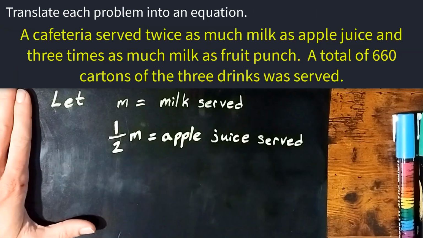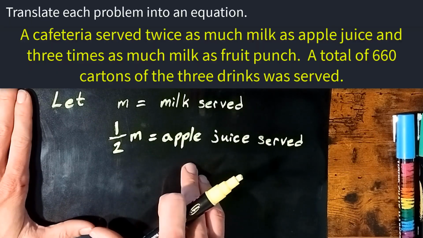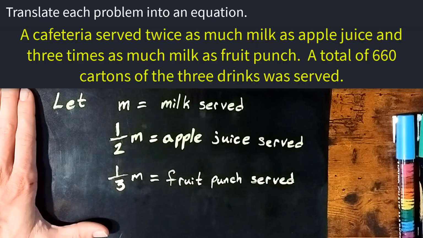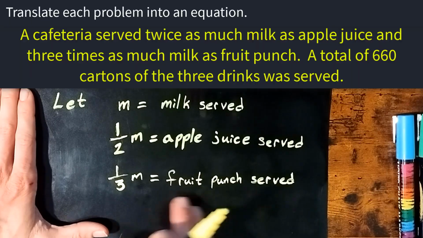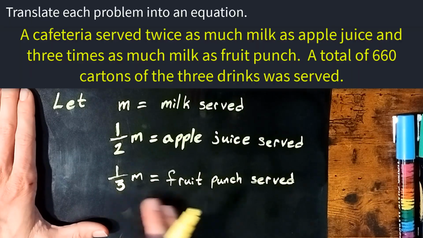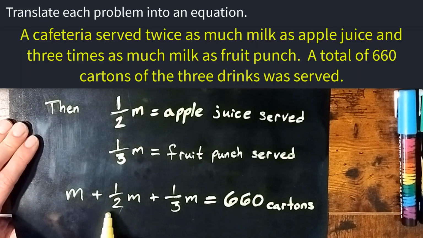And that's my answer. The cafeteria served twice as much milk as apple juice. So half the milk served equals the amount of apple juice served. If there was 3 times as much milk served as fruit punch, then a third of that amount would equal the amount of fruit punch served. The total amount of milk, apple juice, and fruit punch served equaled 660 cartons.